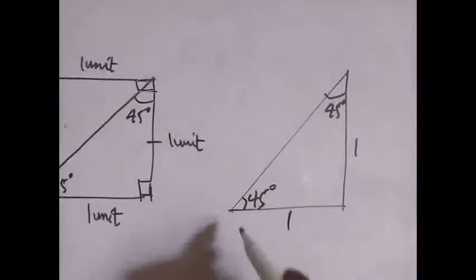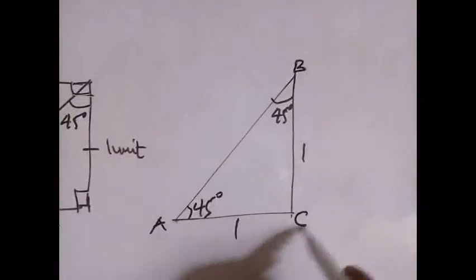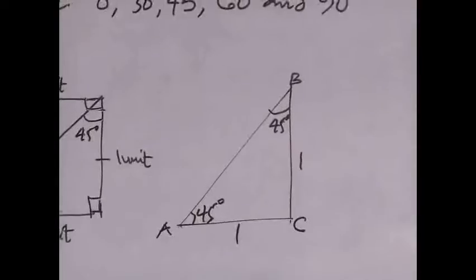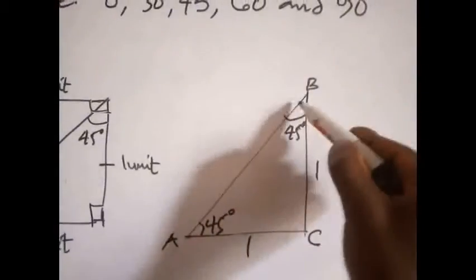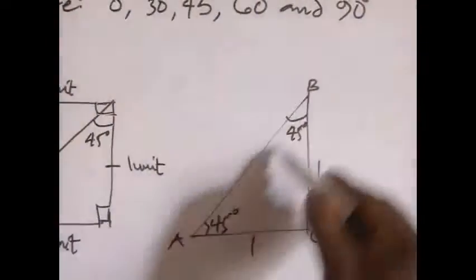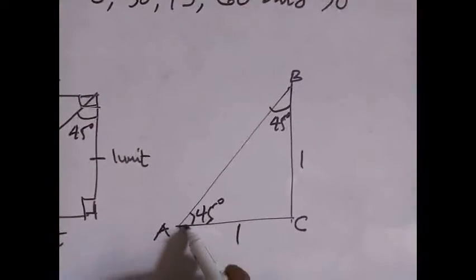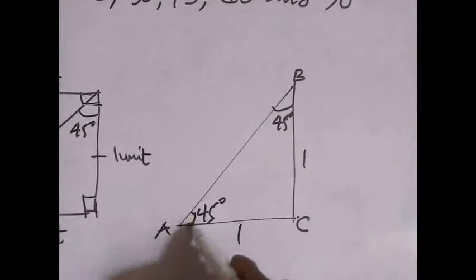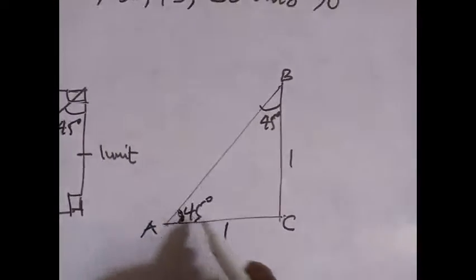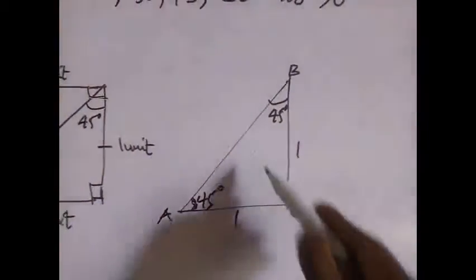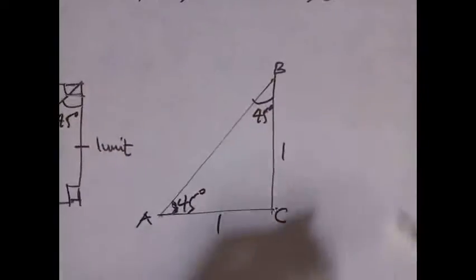Now let's label the triangle. Maybe we'll call it A, B, C. Now for us to achieve this, we need to calculate this side, the longest side, which is the hypotenuse. And this can be the adjacent to this one if you are using this side, and this is the opposite. Let's calculate this side using Pythagoras theorem.